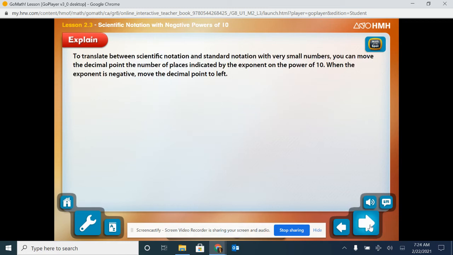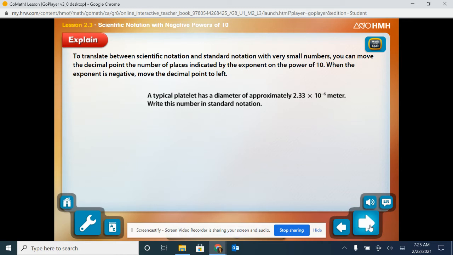To translate between scientific notation and standard notation with very small numbers, you can move the decimal point the number of places indicated by the exponent on the power of 10. When the exponent is negative, move the decimal point to the left. A typical platelet has a diameter of approximately 2.33 times 10 to the negative 6th meter.